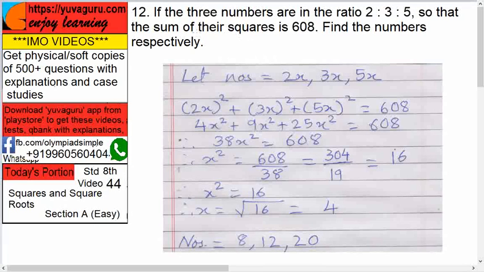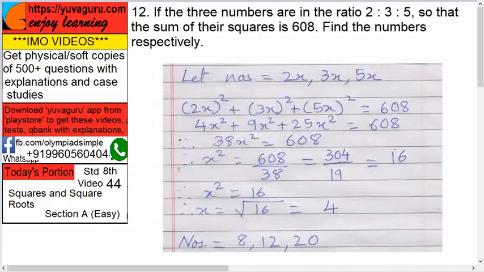Now what is given? Sum of the squares. So square each of them. So (2x)² plus (3x)² plus (5x)², the sum of the squares, is equal to 608. Now add this: 4x² plus 9x² plus 25x² is 38x² equals 608.